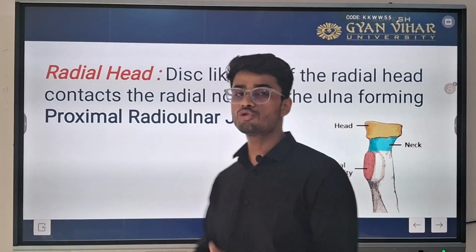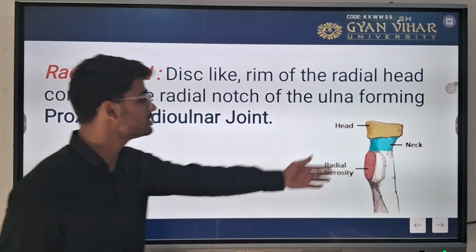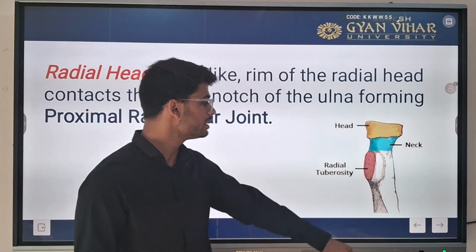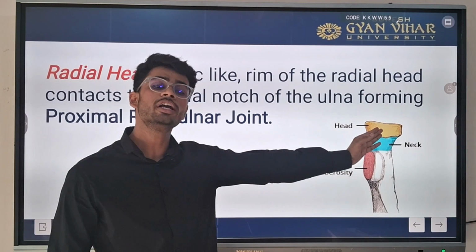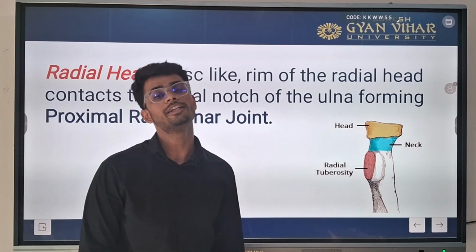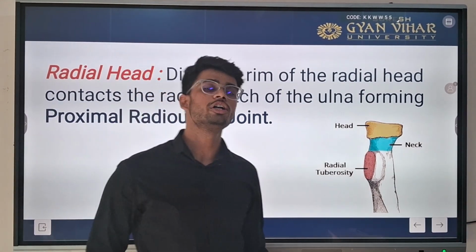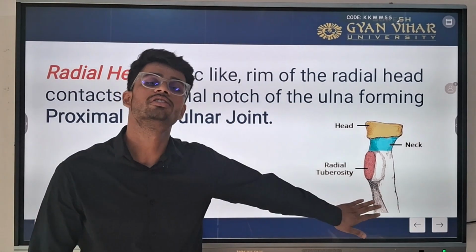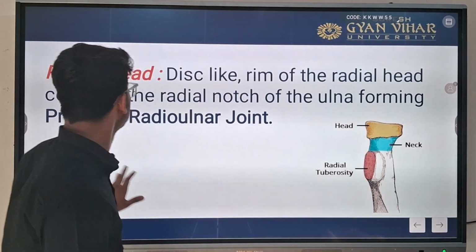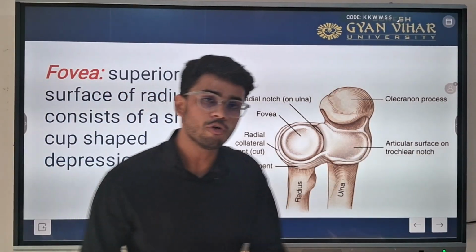Now in the radius you should know the radial head. We already discussed this is the head of the radius, this is the neck of the radius, and this is the radial tuberosity. This head is actually going and forming a joint with the radial notch of the ulna, which is also called the superior radioulnar joint, and this is the radial tuberosity, which is the insertion of the biceps brachii muscle. Then there is a fovea also.